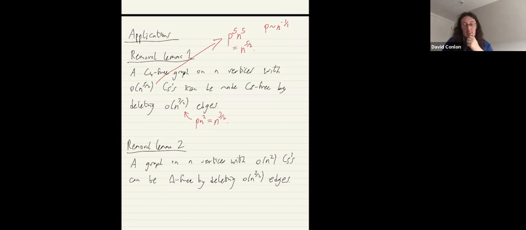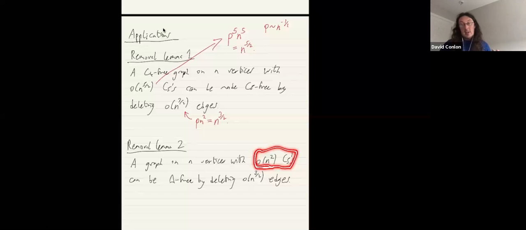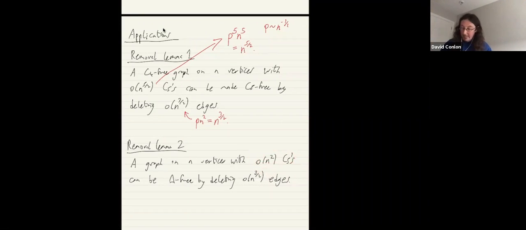Yeah, so Tom was asking, when I say few C4s, in the first one, you need little o n squared C4s, exactly. And in fact, the reason that we need little o n squared here is that there's a C4-free condition implicit in this, which needs this little o n squared condition. Okay.